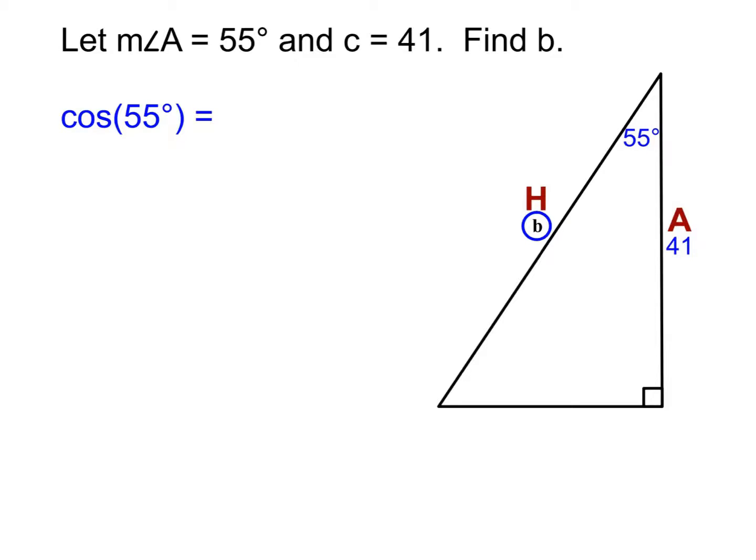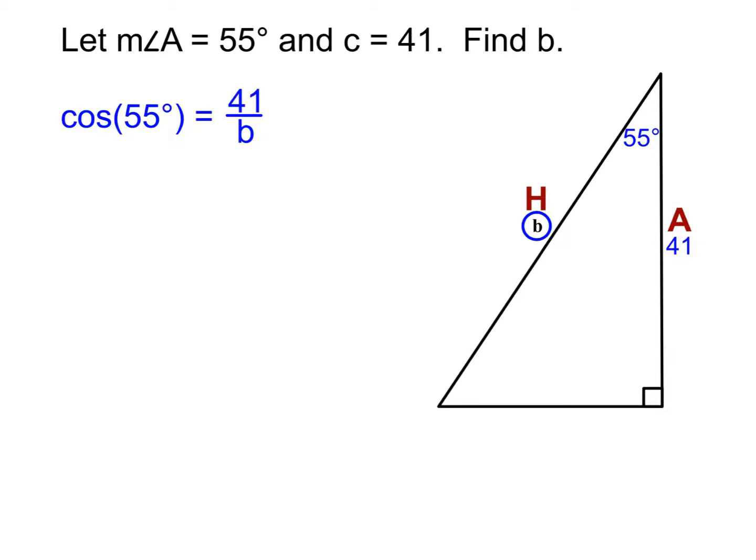So I start by writing cosine of 55 degrees. Notice whenever I write cosine, the angle is always going inside of cosine. The angle is always what goes into cosine. Because cosine equals two side lengths that are over each other. And remember those two sides, the definition of cosine is adjacent over hypotenuse. So I'm plugging those values in. In this case, the adjacent is 41, so the 41 is going to go on top. My hypotenuse is the unknown B, so B goes on the bottom.